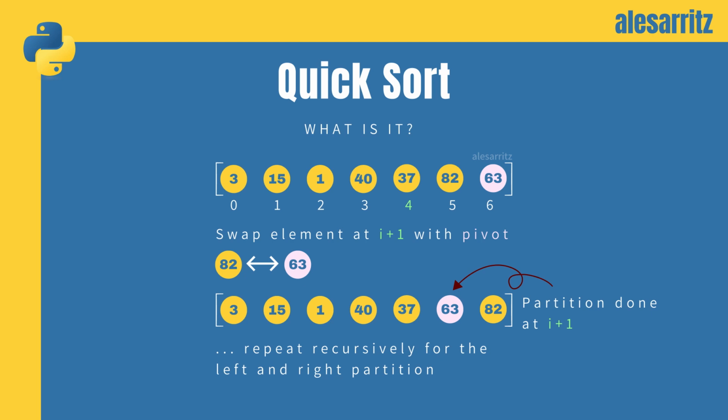As you can see, every number less than the pivot is positioned to its left, while on its right we find the numbers greater than it. Finally, we return the position of the pivot, I plus 1, and we repeat the process recursively for the left and right partition.